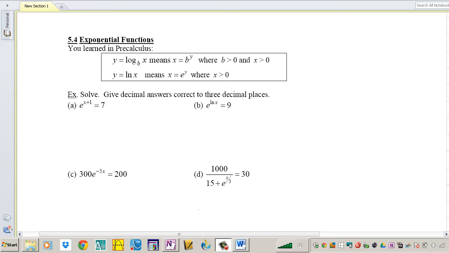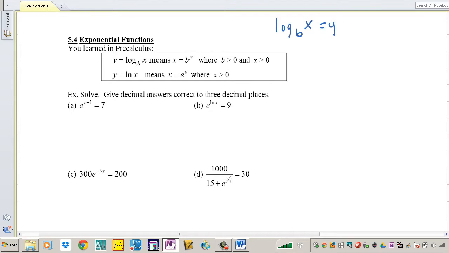Now you guys learned in pre-cal that a logarithmic function has the log, a base, the argument, which is what you're taking the log of, and then whatever the log equals. You also learned that logarithmic functions are inverses of exponential functions and vice versa. Exponential functions are inverses of logs, which means I can rewrite the exponentials from the logarithmic expressions.